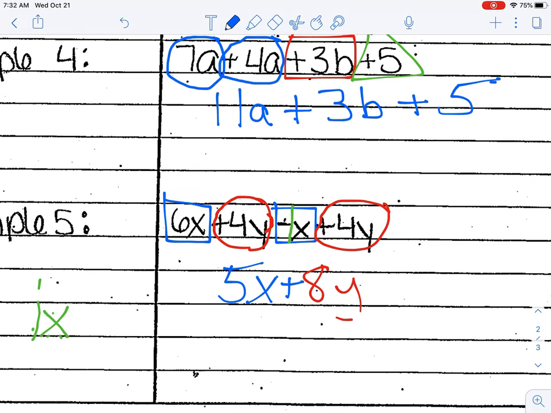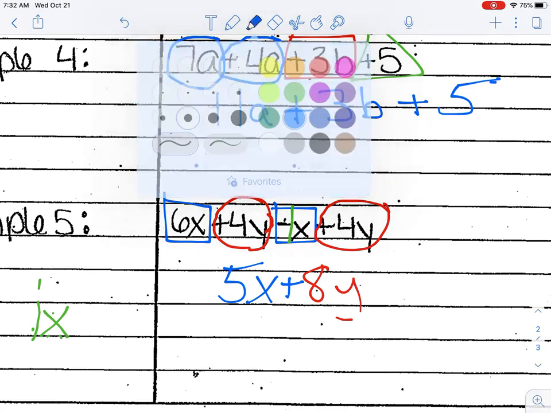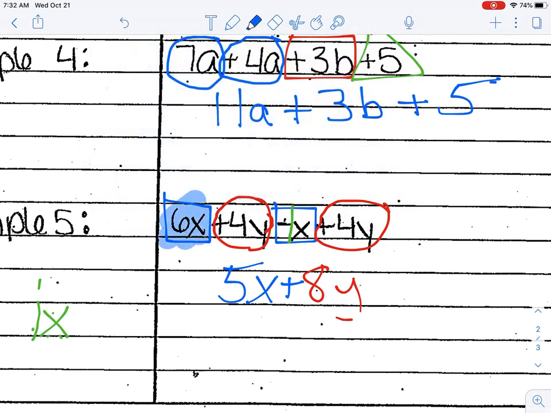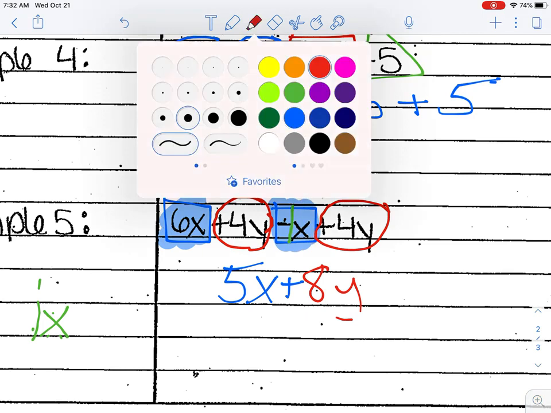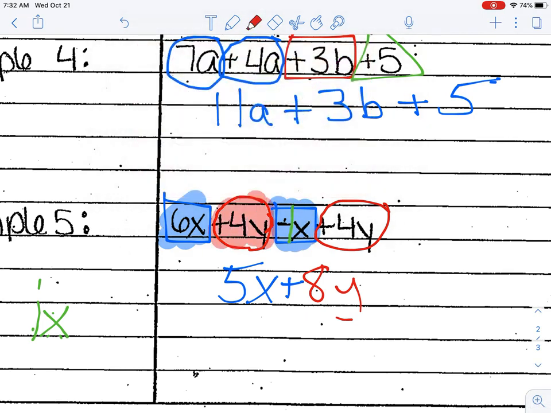Over the next 3 days, you will be utilizing this method. You can use shapes, you could use colors, however you need to do it. So if I was using colors, it might look like this for the last one. So I would highlight the 6x in one color, highlight that in another color. But if you take notice, nothing is left out of the expression. Everything in the expression is either in a shape or in a color.